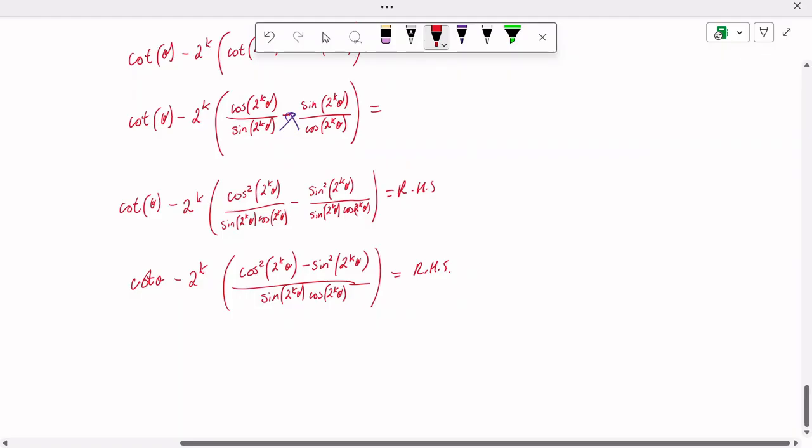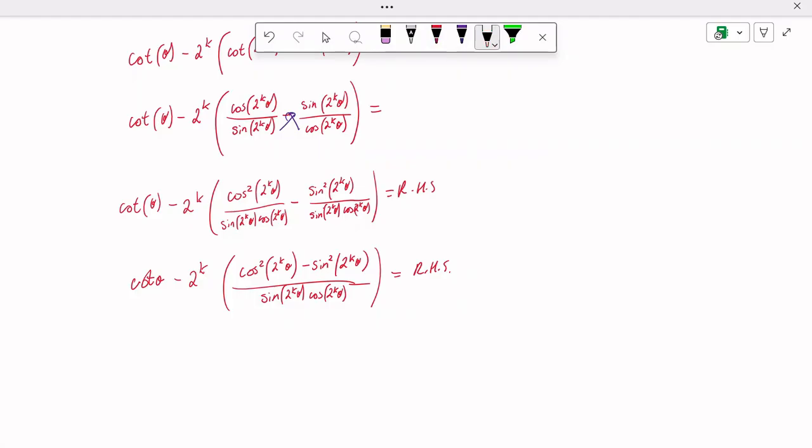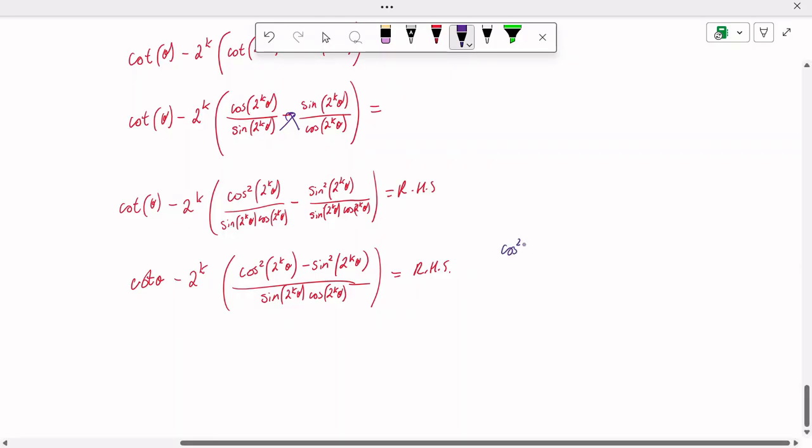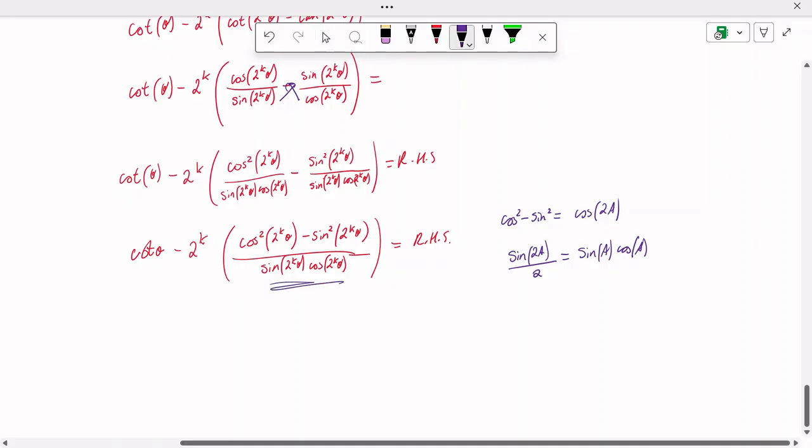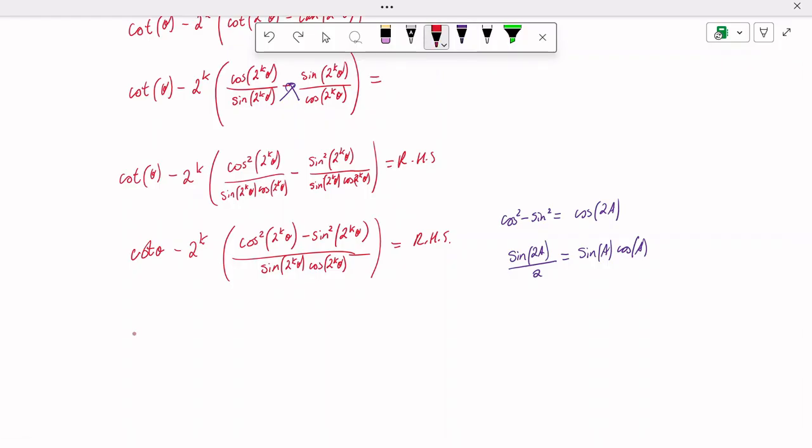So I used a double angle identity previously earlier in this question. Now I'm actually going to use that in the opposite direction. So I know that cos squared take sine squared equals cos of 2a, and I know that sine of 2a on 2 is equal to sine a cos a. So this looks like my denominator, and then this top one looks like my numerator. So now I'm ready to rock and roll.